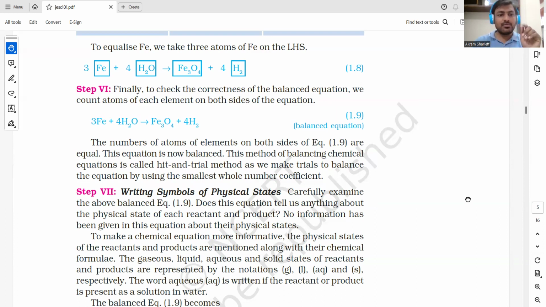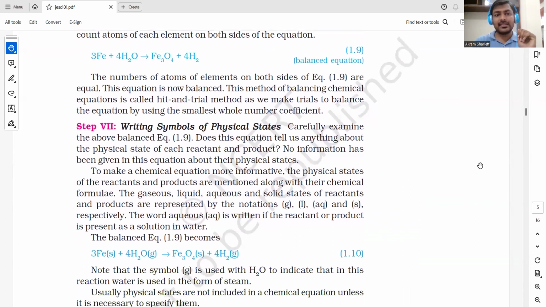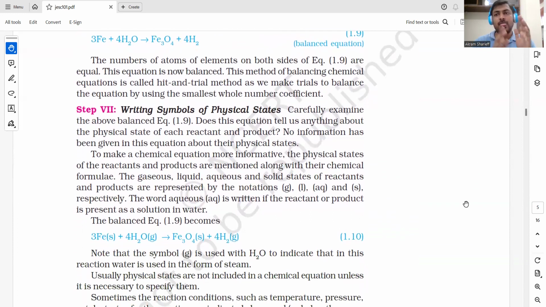Okay. There is one more step to it. What is that? Writing the symbols of the physical state. What is the state of iron? What is the state of water? What is the state of hydrogen? We have to write it. In the exam also we have to write it, otherwise we are going to lose some marks. So, writing symbols of physical state: carefully examine the above balanced equation. Does this equation tell us anything about the physical state of each reactant and product? No information has been given in this equation about their physical state.